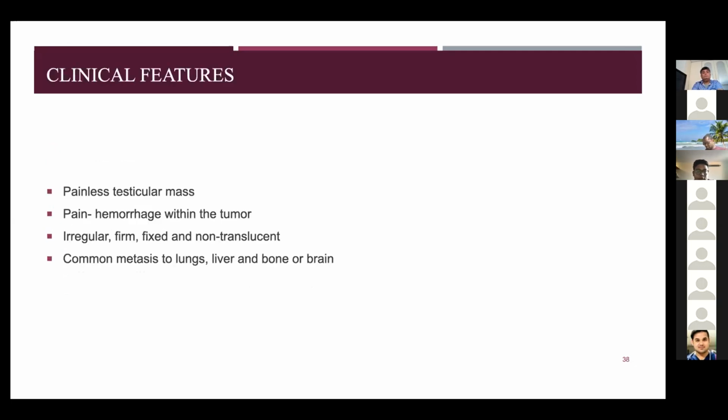The clinical features include a painless testicular mass. If some patients present with pain, it might indicate there is some hemorrhage within the tumor. The mass is usually irregular, firm, fixed, and non-translucent. Testicular tumors commonly metastasize to lungs and liver, and sometimes to bone or brain as well.